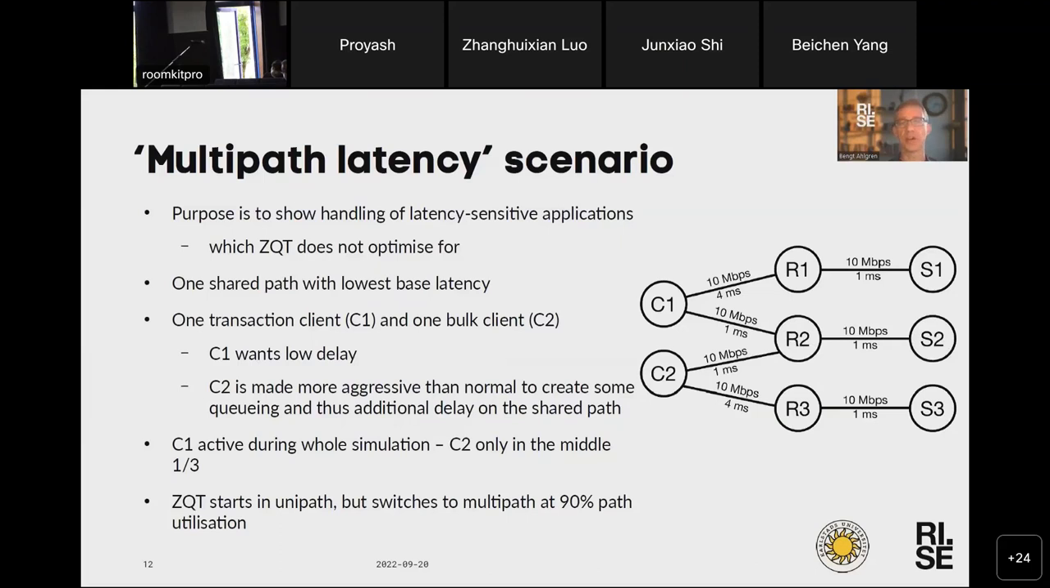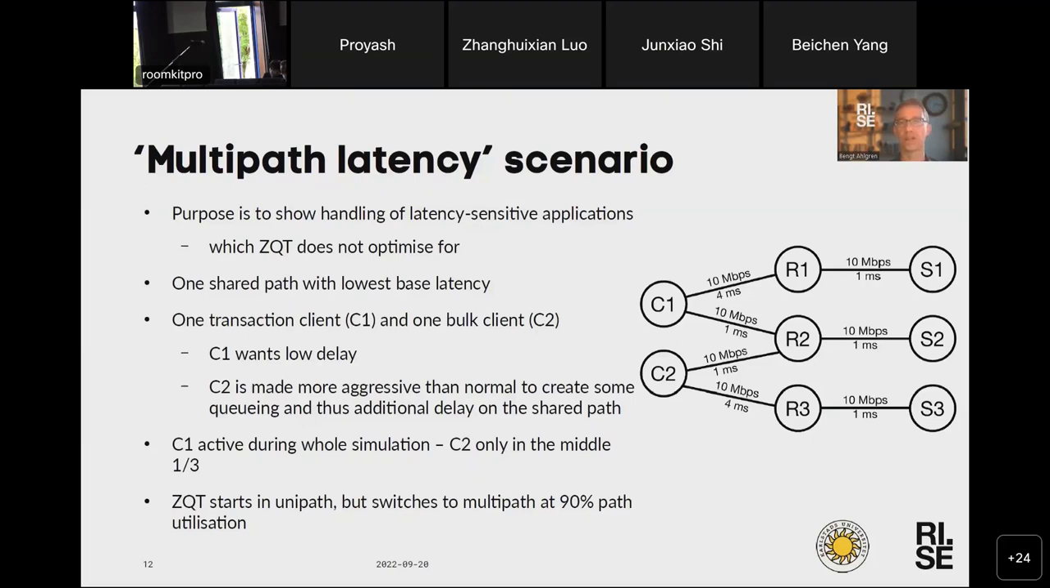Client C1 is a transaction client that wants low delay, and client C2 is a bulk client that would like to have maximum throughput. And the C2 client is made more aggressive than normal. The purpose of this is to create some queuing. As I mentioned, we have CoDel queuing, and that keeps the queues too low for this experiment. So we made the client slightly more aggressive to create queuing and additional delay on the shared path.